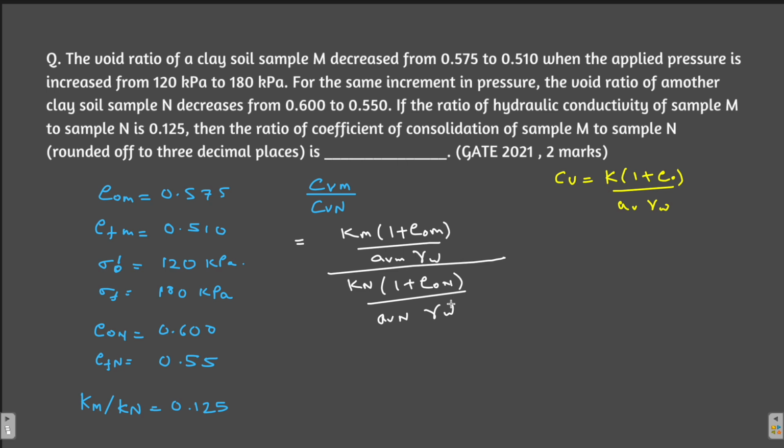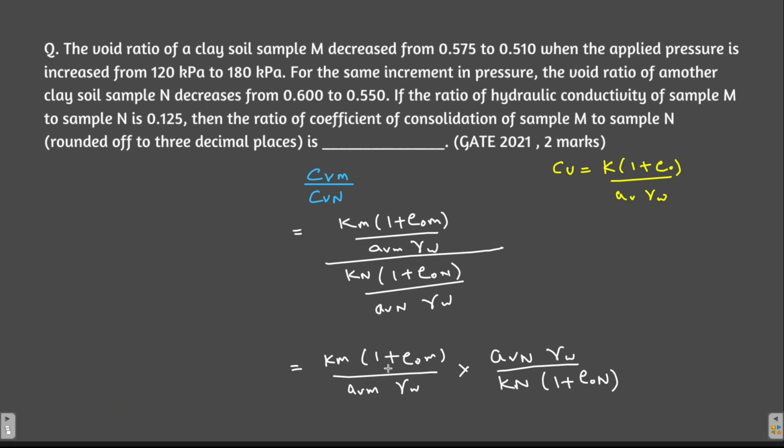Let's rearrange this. So after rearranging, what we will get is Km into 1 plus e naught M by av of M gamma w, into av of N gamma w by Kn into 1 plus e naught N, right? Now let's rearrange this a little bit more. So this gamma w and gamma w will be gone.